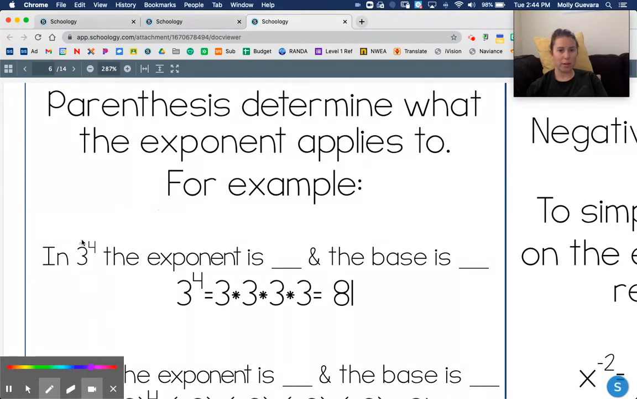Okay, so in 3 to the 4th, the exponent is the 4 and the base is the 3. So this is saying, hey, I want you to write 3 4 times. 1, 2, 3, 4. 3 times 3 times 3 times 3 is 81. And you can do it this way. 3 times 3 is 9. 3 times 3 is 9. 9 times 9 is 81. If you don't believe me on how we got 81.